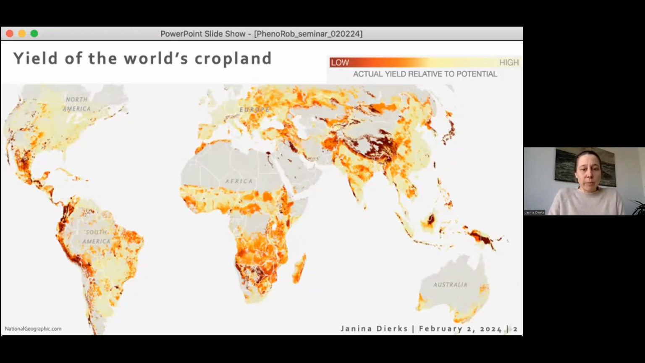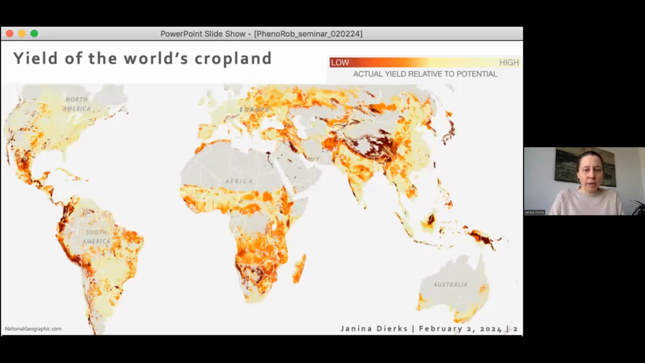This map also nicely illustrates that croplands in Western Europe and North America are mostly high-yielding. In these areas, external inputs tend to be highly used, and while allowing to generate high yields, it comes at a high environmental cost.